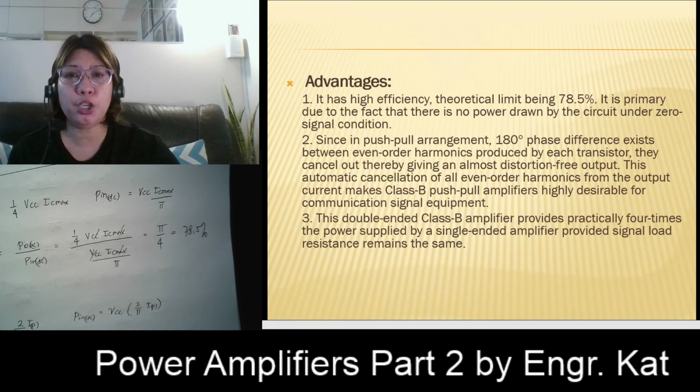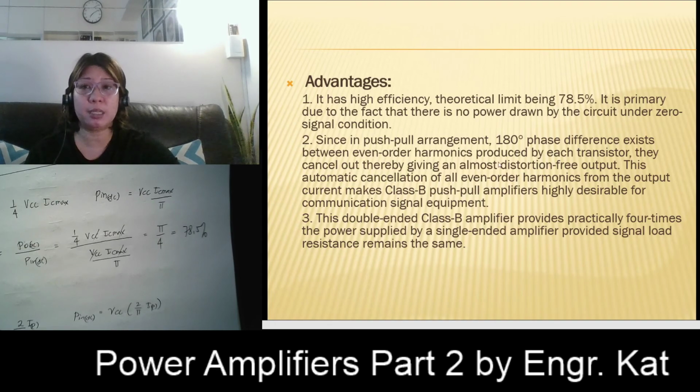Since it is a push-pull arrangement, a 180 degree phase difference exists between the even order harmonics produced by each transistor, so they cancel out. The even order harmonics, which are considered unwanted signal, tend to cancel out, thereby giving an almost distortion-free output. This automatic cancellation of all even order harmonics from the output makes Class B push-pull amplifiers highly desirable for communication signal equipment. Usually we can see Class B amplifiers in communications circuits.